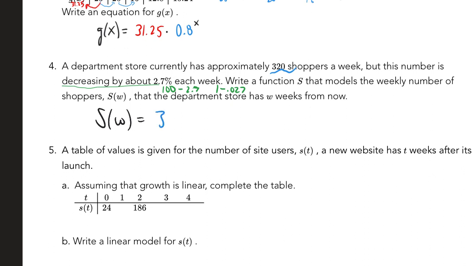So S of W equals starting value 320 times 1 minus 0.027 to the W power. So my input here should always be my variable here. I shouldn't put x there. W. There we go.